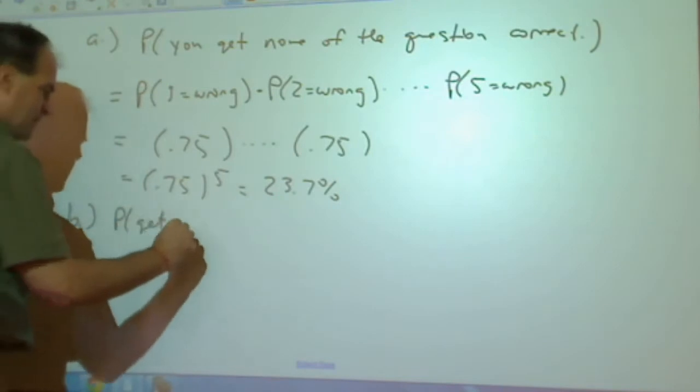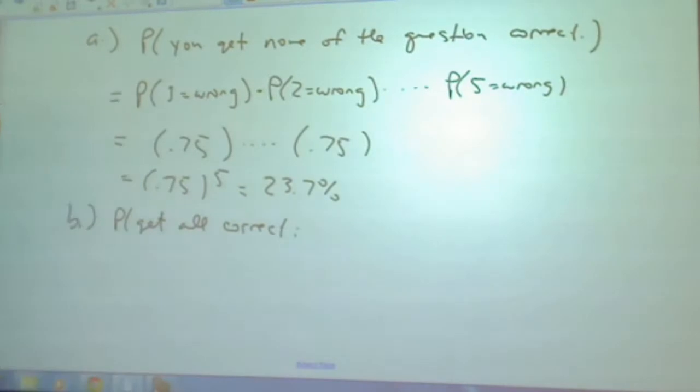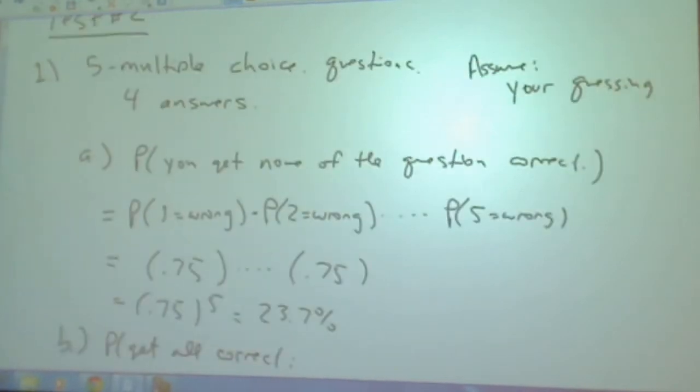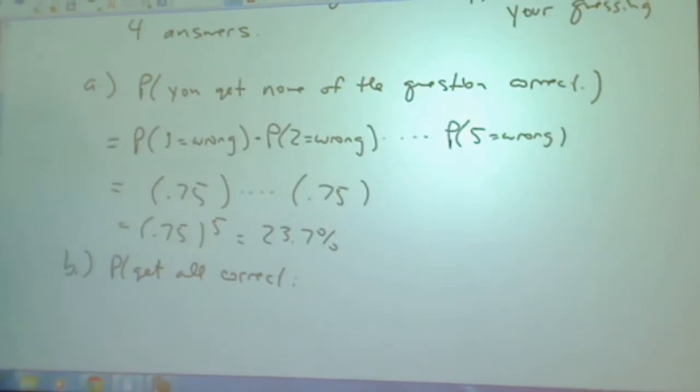So would you do the same thing? Where did you get the 0.75? Well, there's 4 possible answers. Only one of them can be right, so 3 out of 4 are wrong. If you're randomly guessing, 3 out of 4 is 75%. Okay, that's where it comes from.